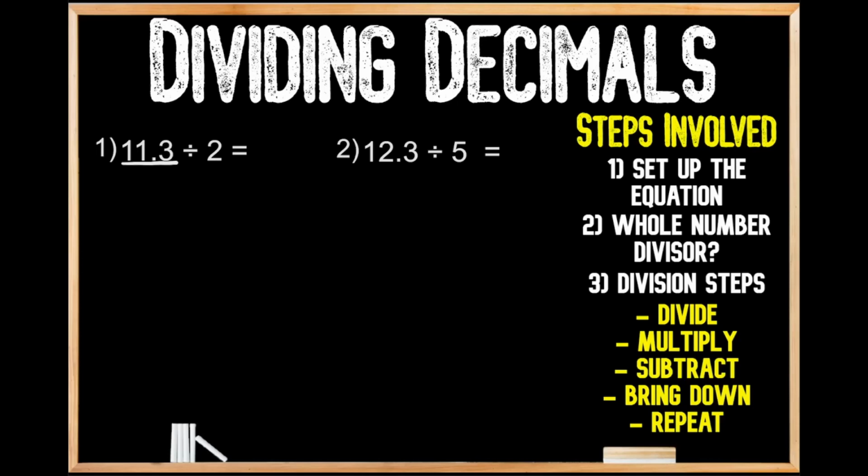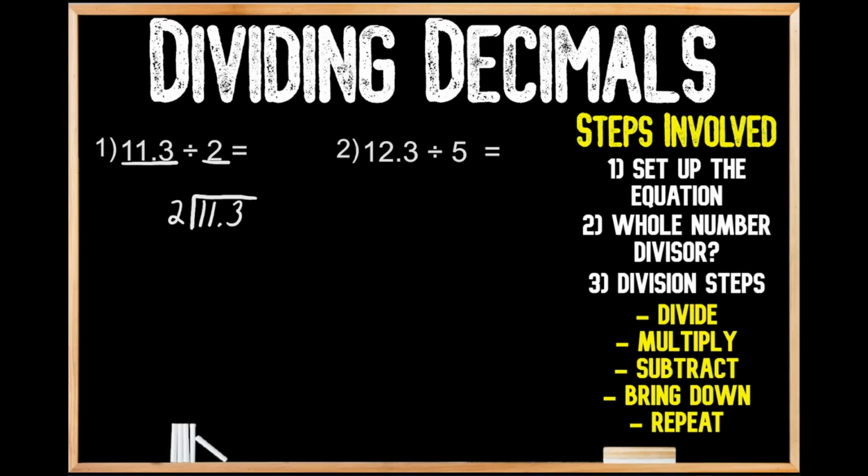Down below, we're going to write our dividend of 11 and 3/10, and then we're going to put our division bar up top. Now we're left with our divisor, or the number that's actually doing the dividing. In this case, our divisor is 2, so we're going to write our divisor of 2 to the left and on the outside of our division bar. Now we can move on to step number 2, where we see the question whole number divisor.